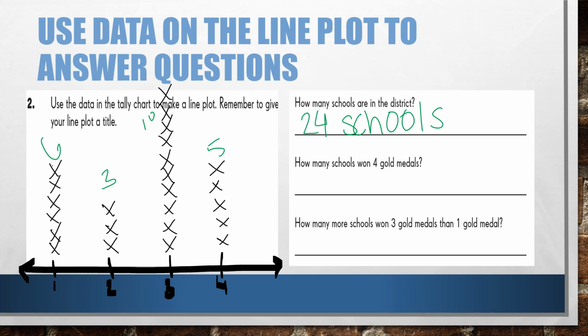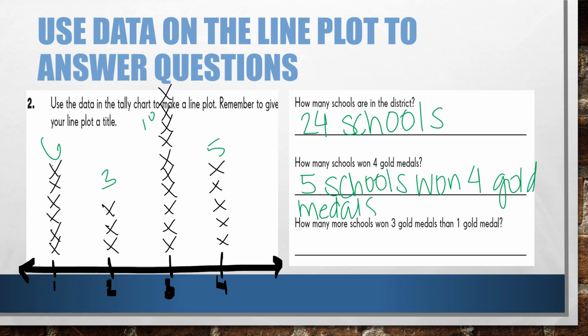How many schools won 4 gold medals? 5 schools won 4 gold medals. How many more, oh that's important, schools won 3 gold medals than 1 gold medal? So for 3 gold medals, there was 10. And 1 gold medal, there was 6. So that would be 4 more schools.